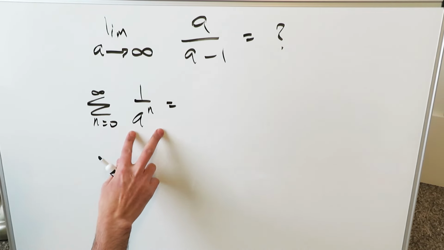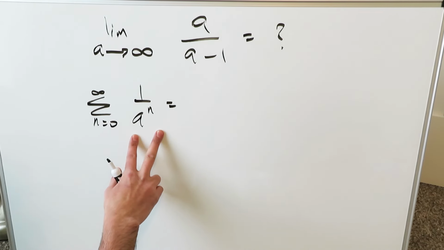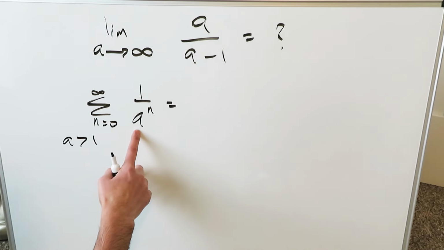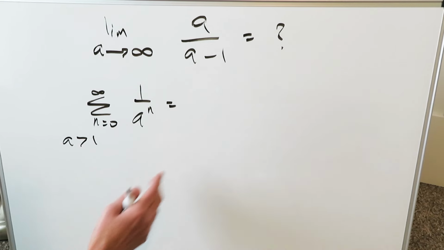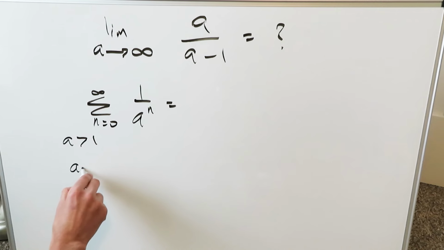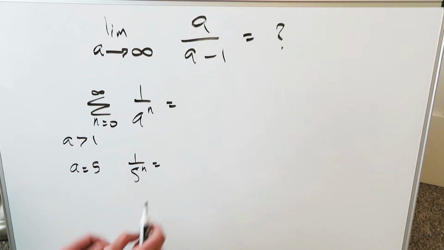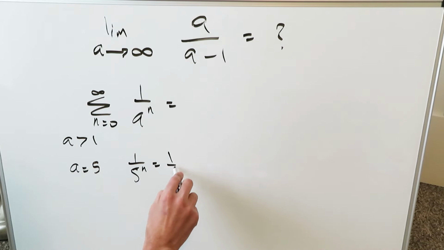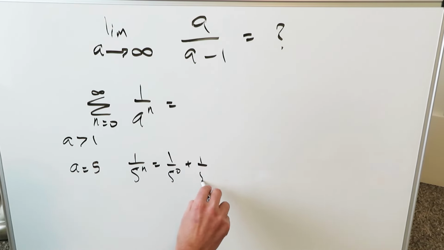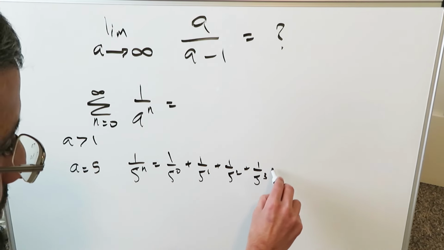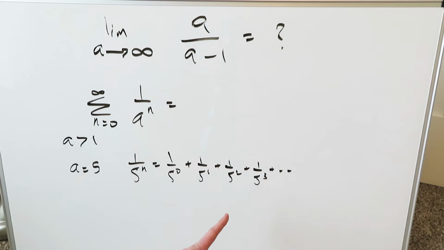It looks like a rule for an infinite geometric series where a value would be larger than 1. You'd be looking at values like 2, 3, 4, 5, 6 onwards. Something that would be convergent. Look, if a were equal to, let's say, 5, we're looking here at 1 over 5 to the power of n. When you start expanding this out, what do you get? 1 over 5 to the power 0 plus 1 over 5 to the power 1 plus 1 over 5 squared plus 1 over 5 cubed onwards. An infinite geometric series which would certainly be convergent.